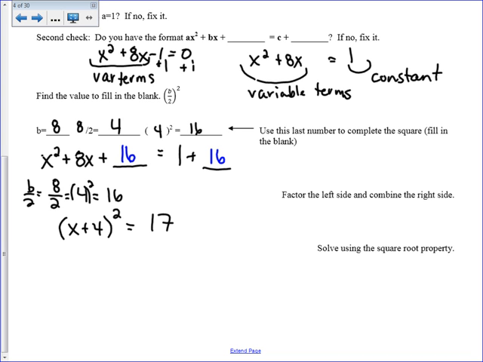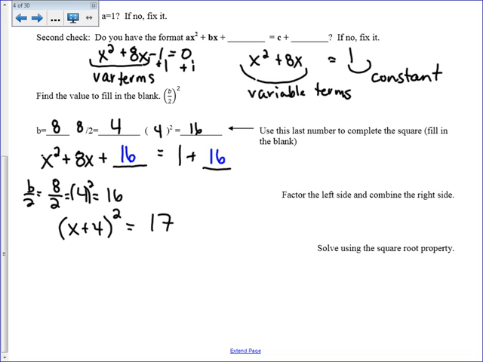So we go through this completing the square process like we did last time, and we add that number to both sides. Then we factor the left side and just combine together the right side. And now this problem looks like the second problem on your drill. It looks like a bunch of the problems that we did on Monday. To finish solving this, we use the square root property.